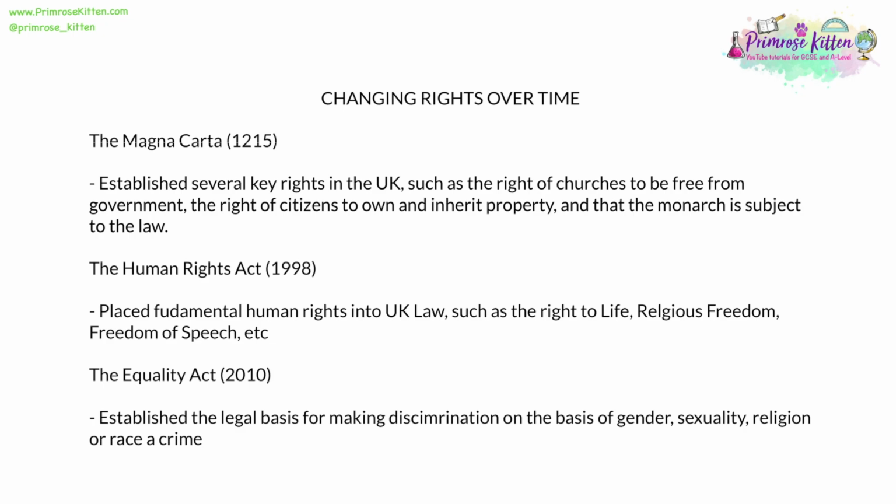Rights in the UK have changed gradually over time, but there are several important pieces of legislation that you need to know about. The first of these is the Magna Carta in 1215, which established several key rights in the UK, such as the right of churches to be free from government, and the right of citizens to own and inherit property, and that the monarch is subject to the law. The Human Rights Act in 1998 placed fundamental human rights into British law, such as the right to life, basic religious freedom, and freedom of speech. The Equality Act in 2010 established the legal basis for making discrimination on the basis of gender, sexuality, religion, or race a crime.